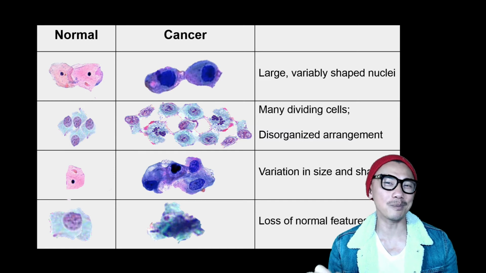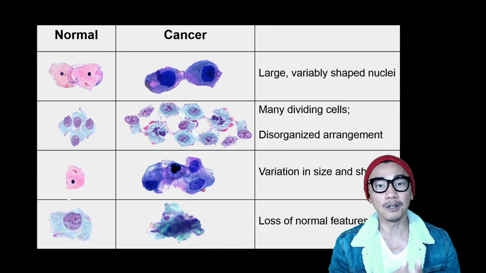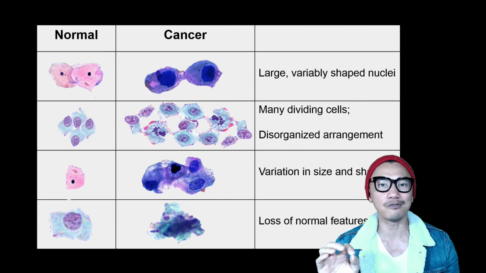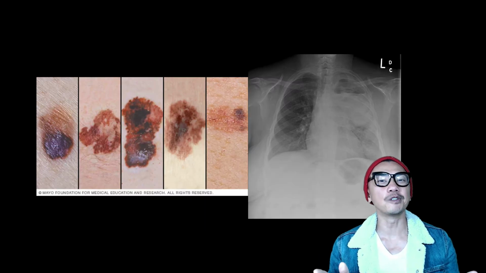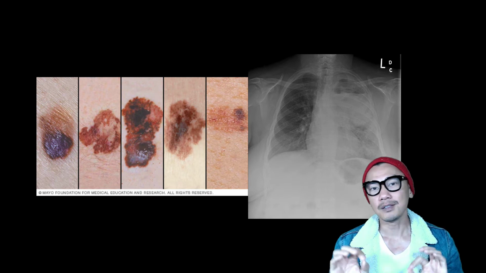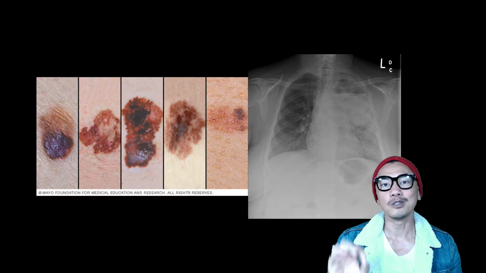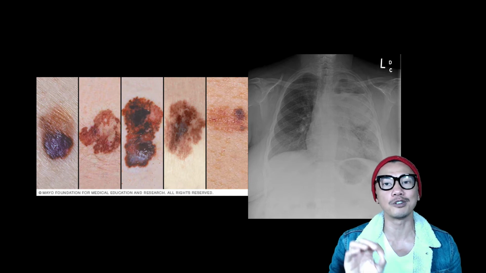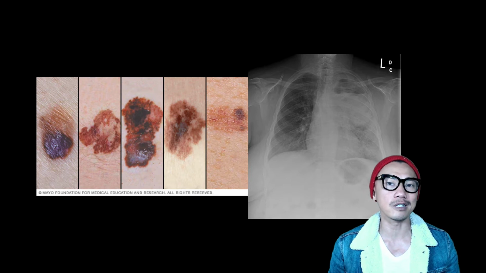This table shows some of the differences between normal cells and cancer cells. A lot of the differences have to do with size, shape, and the appearance of recognizable features. The photos on the left show different examples of melanoma, a type of skin cancer. The X-ray on the right shows a patient who has lung cancer. You can see a lung cancer tumor in the patient's left lung, which is on your right. Both melanoma and lung cancer are treated with Taxol.